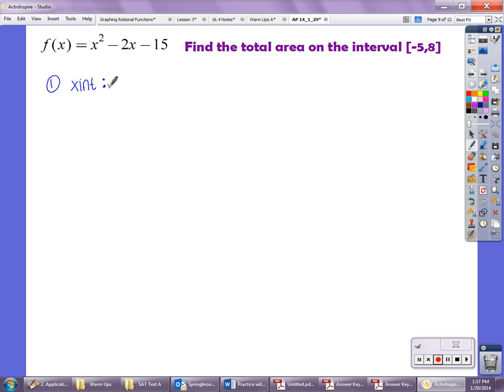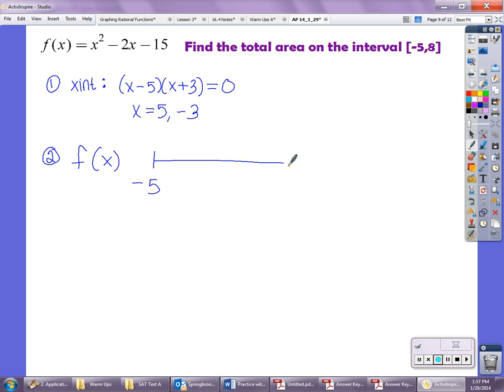And if you look here, the x-intercepts, this is factorable. And I would set them equal to 0. So my x-intercepts are 5 and -3. Second thing I asked you to do was a sign chart of f of x. So my sign chart would start at -5 and will go until 8. My x values that I'll use are -3 and 5. The f of x values are 0 there.